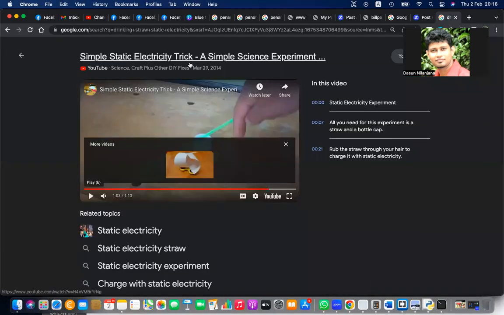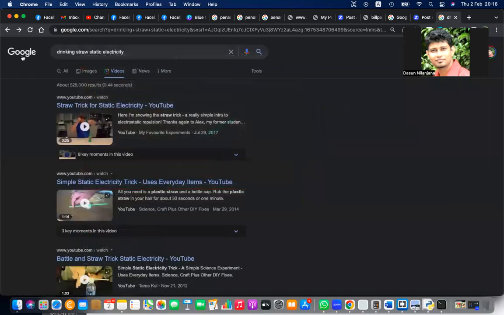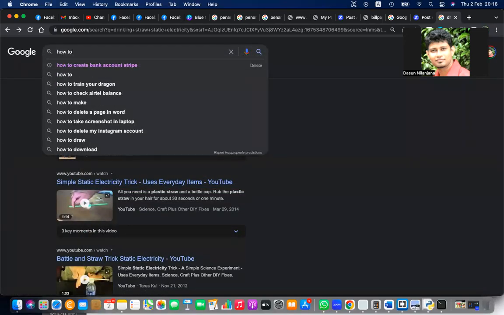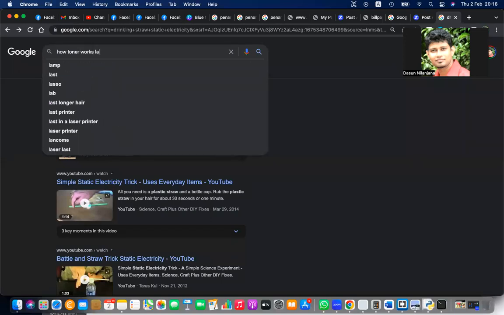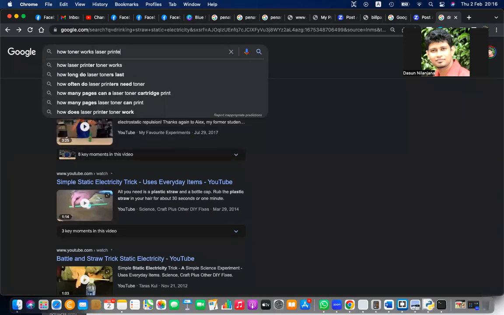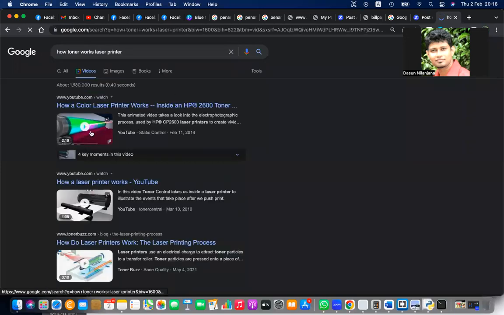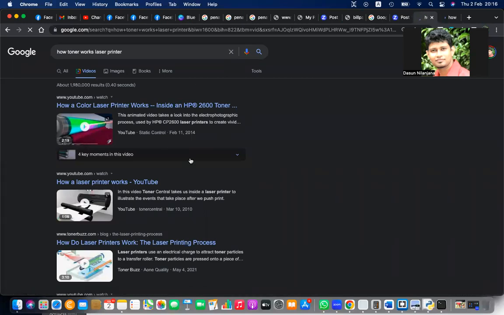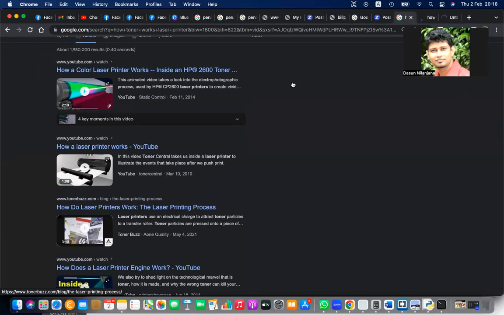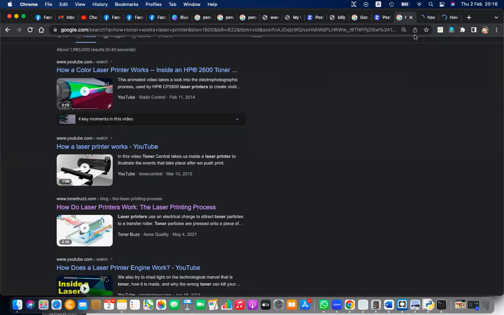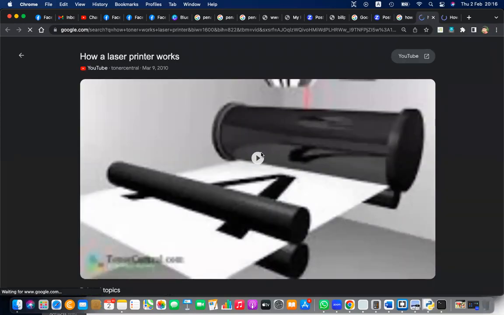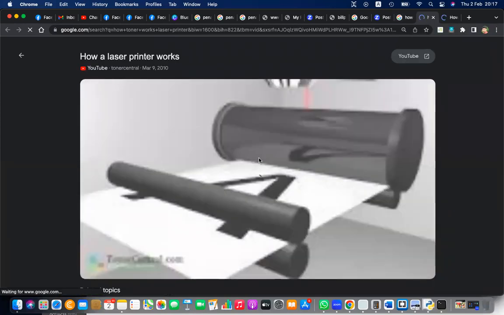Okay. Let's see here. How toner works in a laser printer. So let's see. This video should explain it to us. I'm using another one. Let me show that. Okay, this we have learned. We will learn it in ICT, but I think you are still in grade 7. Therefore, we have not discussed this yet.